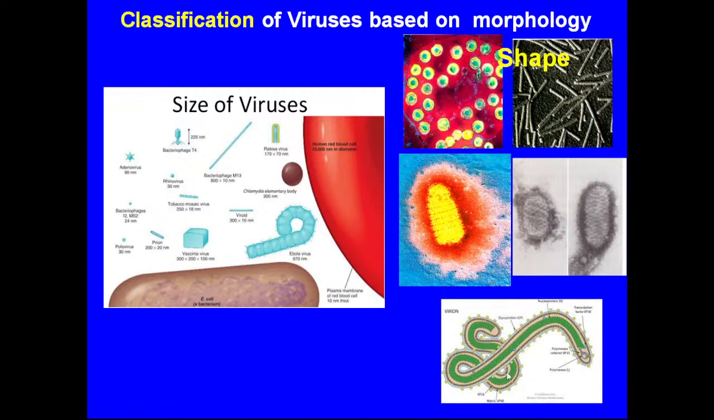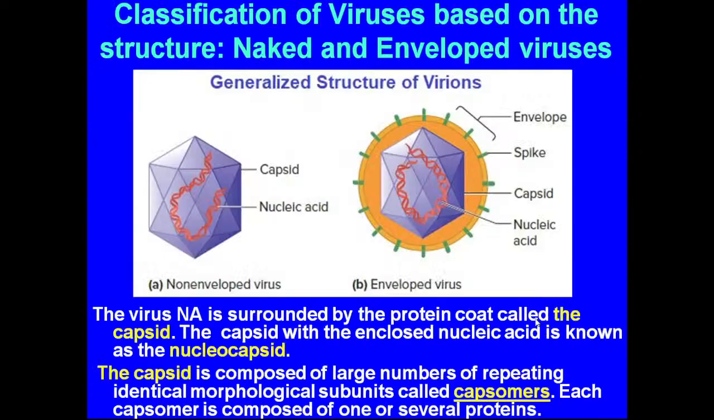Also, they were well known pathogens of humans. So that's according to the shape. But then, that is more important, the viruses can be classified based on their structure. Basically, we can distinguish two types of viruses according to their structure: non-enveloped viruses and enveloped viruses.